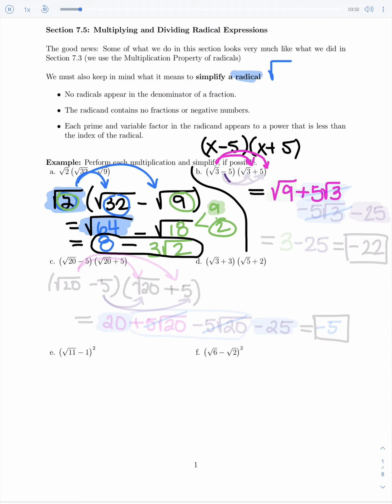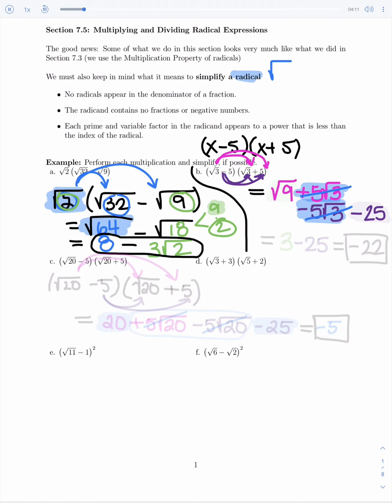Continuing with our FOILing, we have to do the negative 5 times the square root of 3. Again, the negative 5's on the outside, the 3's on the inside. You can't mix and match. So negative 5 square roots of 3. And then negative 5 times positive 5 at the end will give us a negative 25. Now notice we do end up with a couple like terms here. We do end up with a 5 square roots of 3 and a negative 5 square roots of 3. Well, they're the same value, but one's positive and one's negative. So what they'll do is they'll actually just cancel one another out.